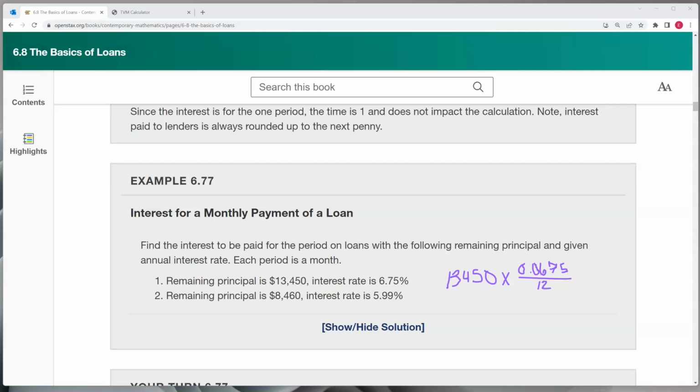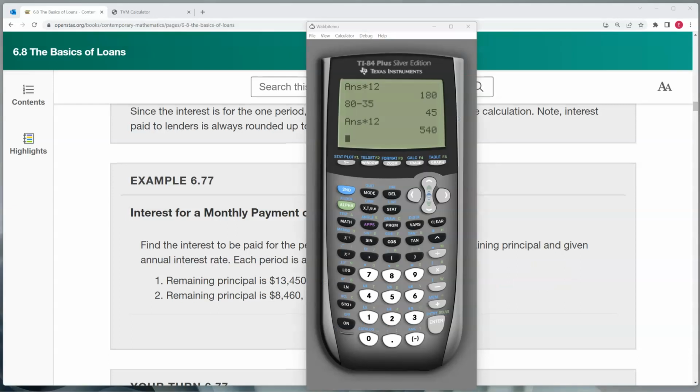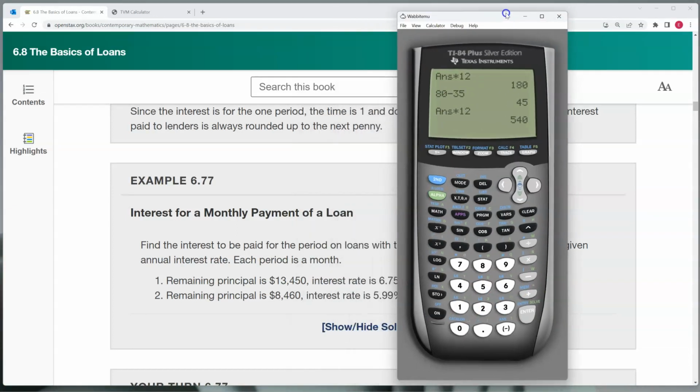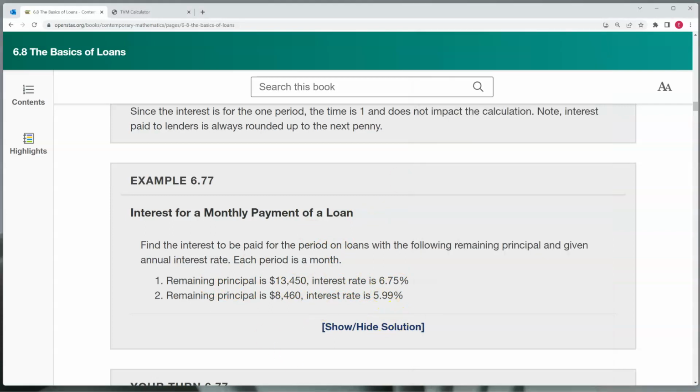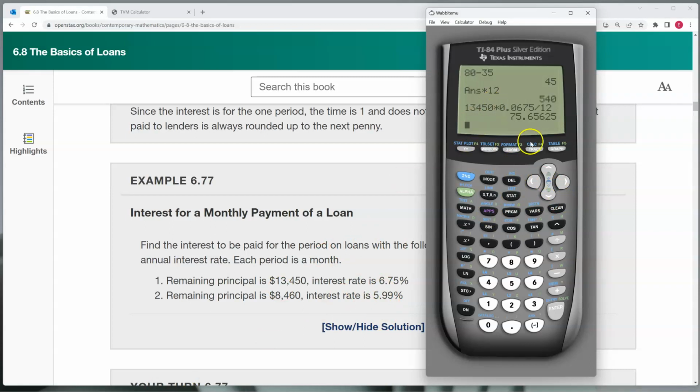Let me go grab my calculator. Unfortunately, I cannot have those drawings up at the same time as my calculator. But we're going to do 13,450 times 0.0675 divided by 12, and that's $75.66. So you're looking at interest of $75.67 for that month.